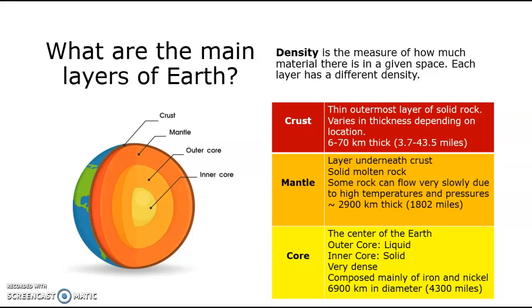You have the outer core, which is made of liquid, and the inner core, which is solid. The core is very dense, and it's composed mainly of iron and nickel. The diameter of the core is about 4,300 miles. So if you were to travel from the west coast of the United States to the east coast, you wouldn't even get 4,300 miles. So it is very big when you think about that.